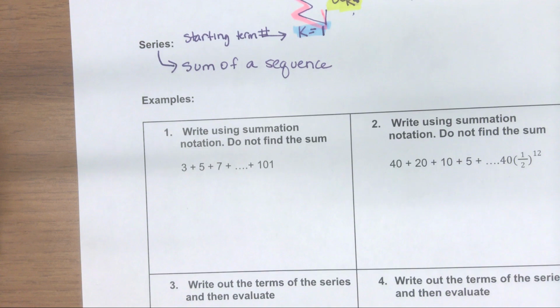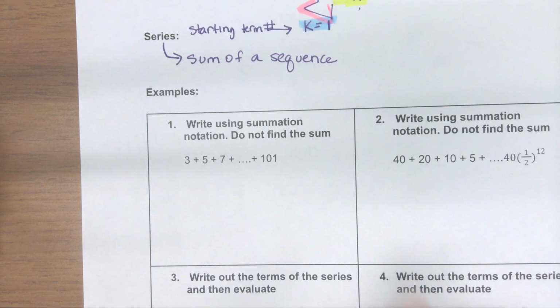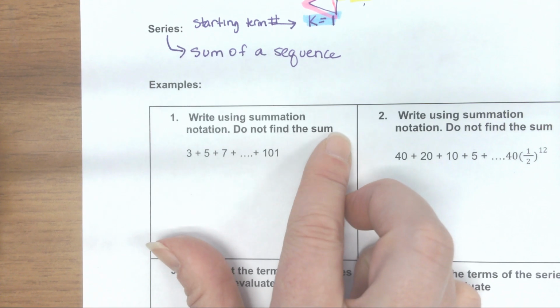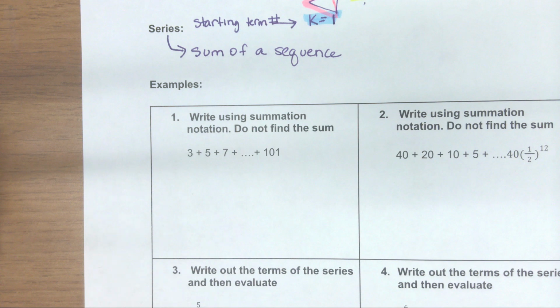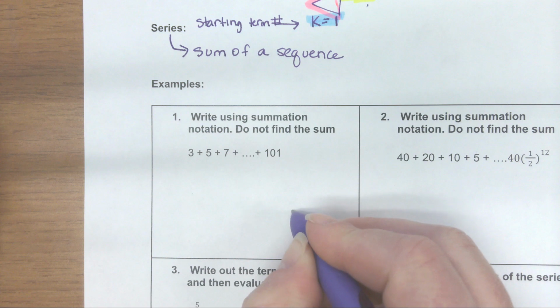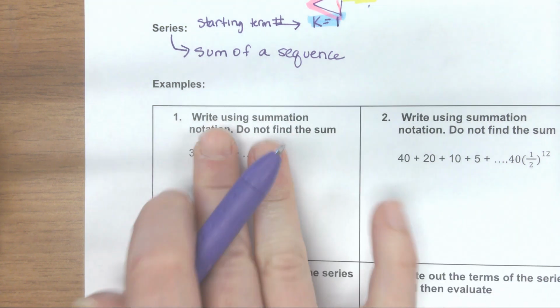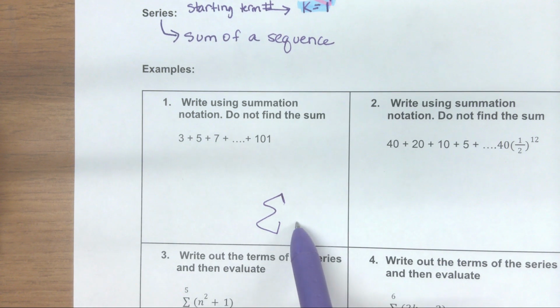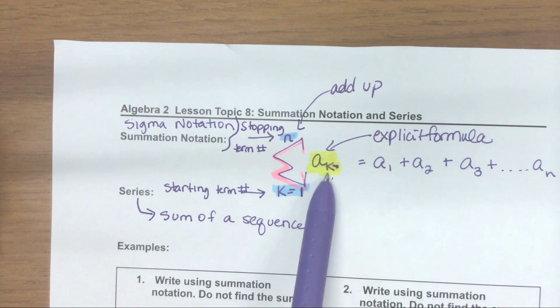Let's practice. Today I'm just going to practice writing this. Notice I said do not find the sum. Let's put the little pieces together. First of all, I put my summation notation symbol. I'm going to put it down here just in case I need some space for the work. The next thing we need to do is find the explicit formula for the sequence I gave you.